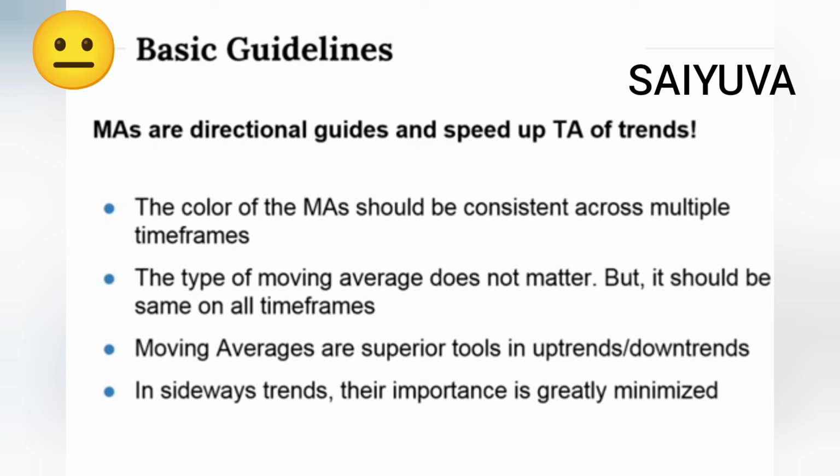If you, let's say, use more than one moving average, then you want to make sure that each moving average has the same color across multiple timeframes, so you're not confused. The type of moving average really does not matter. A lot of people ask me, do you use exponential moving averages, weighted moving averages, or simple? I use simple because that's what most people use.